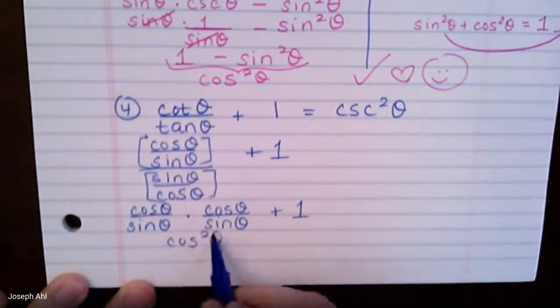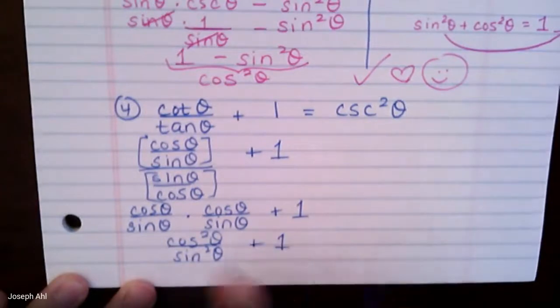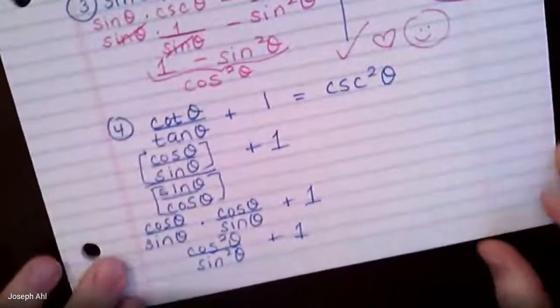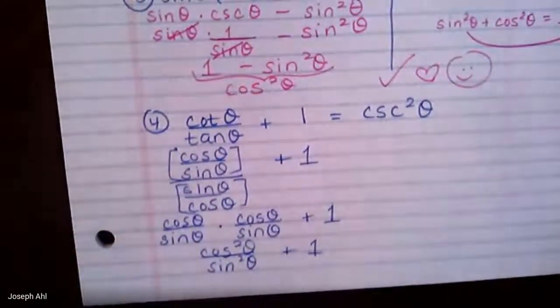Cos squared over sine squared. Multiplying fractions, you do not need a common denominator. You multiply the tops and then you multiply the bottoms. Okay. Sorry, I'm kind of reaching the end of the page here. Can I extend this further a little bit?